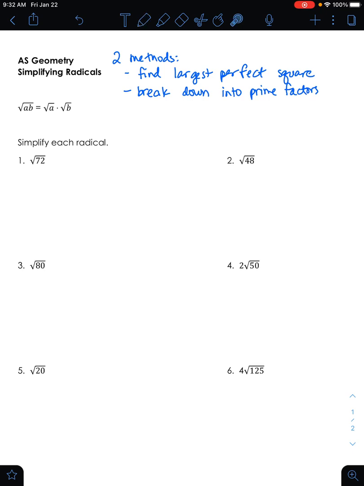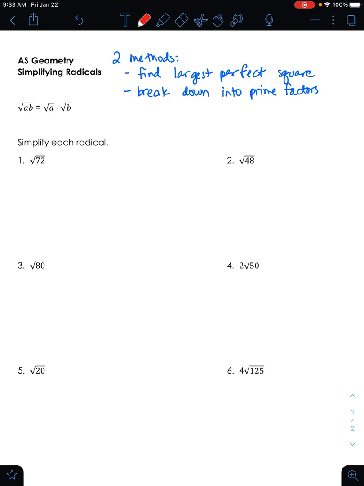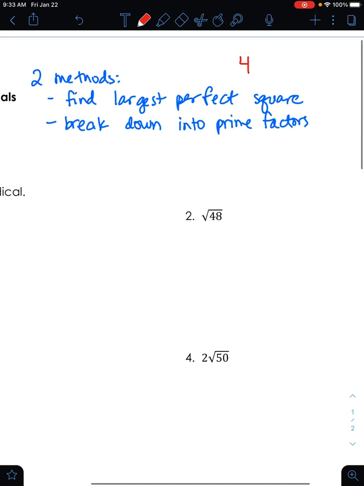The first one is to find the largest perfect square that goes into the number under the radical. Perfect squares are integers that are the result of another integer squared. For example, 4 is a perfect square because 2 squared is 4. Actually, going back one number, 1 is a perfect square because 1 squared is 1, but typically that doesn't help us simplify radicals, so we bypass it. The next one would be 9 because 3 squared is 9. Then 16 because 4 times 4, 25, and then on and on.